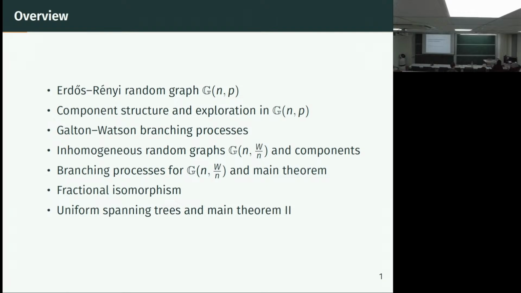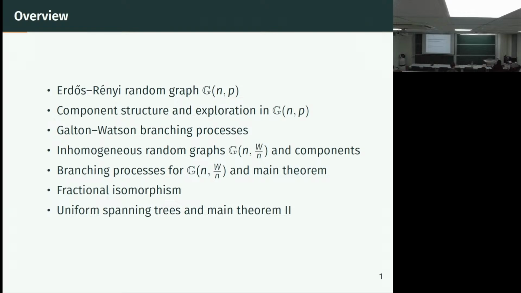So just to begin, let me give you a quick overview of my talk today. I will start by talking about the Erdős-Renyi random graph and a classical result about its component structure. To better understand this, we will look at an algorithm for component exploration and how this relates to a family of random processes known as Galton-Watson branching processes.